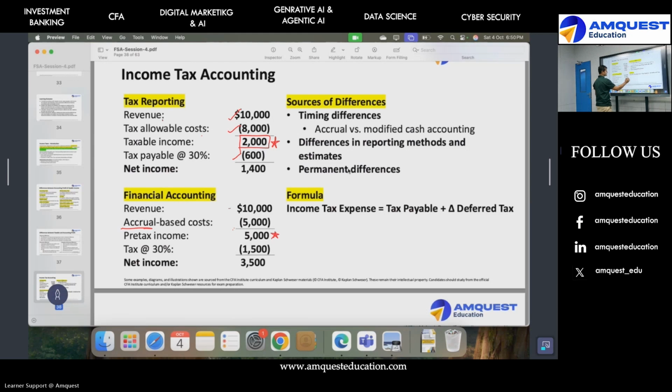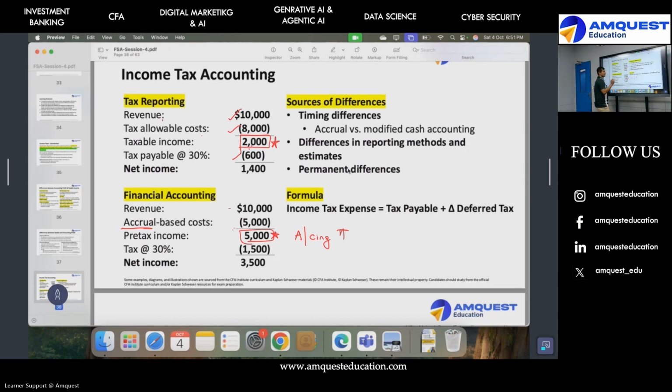Now, learn carefully. What is the accounting profit here? 5,000 or 2,000? Accounting profit: 5,000. Fine. So first learning, accounting profit is the profit as per your books of accounts. Tax profit is your taxable profit.